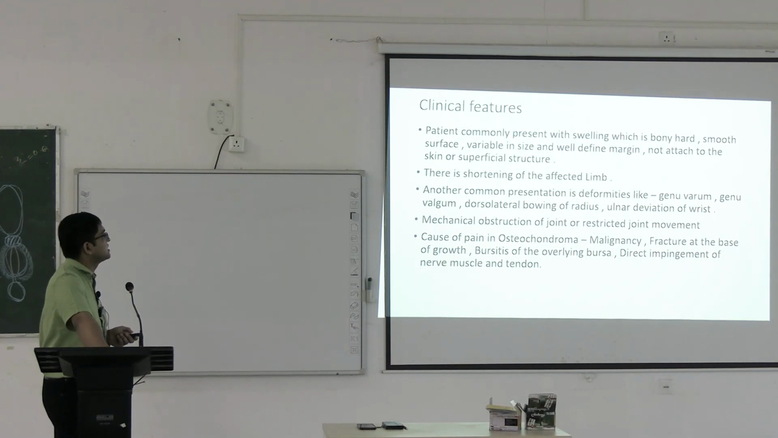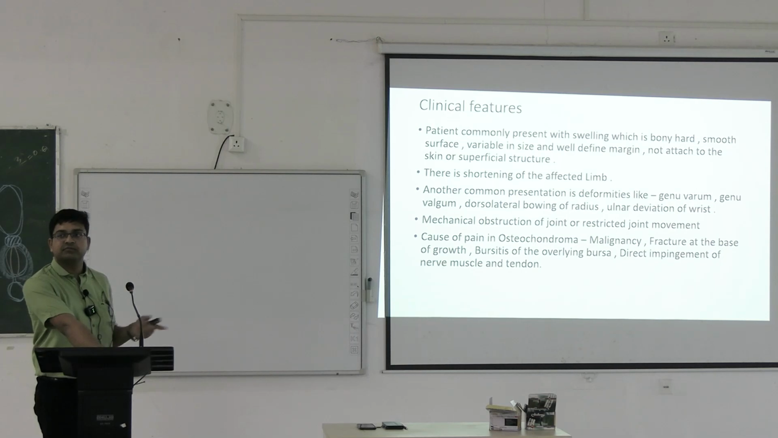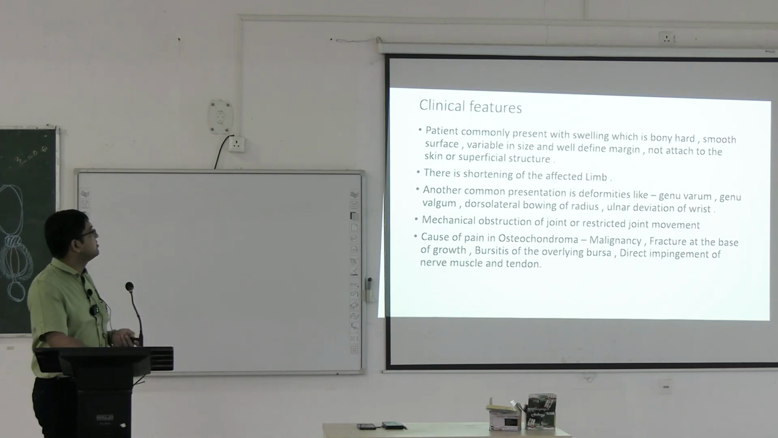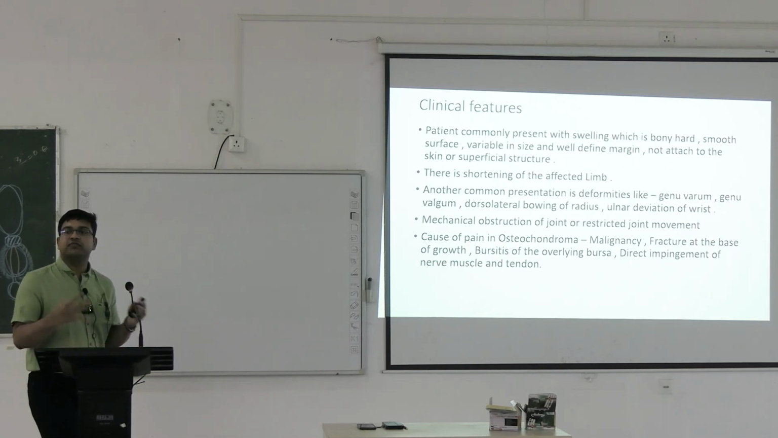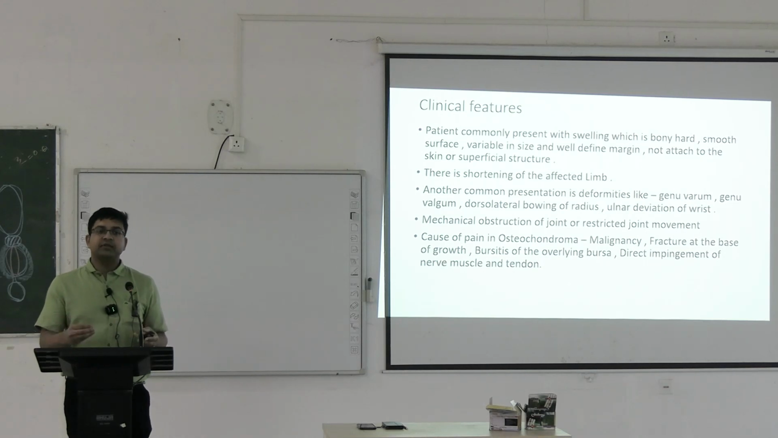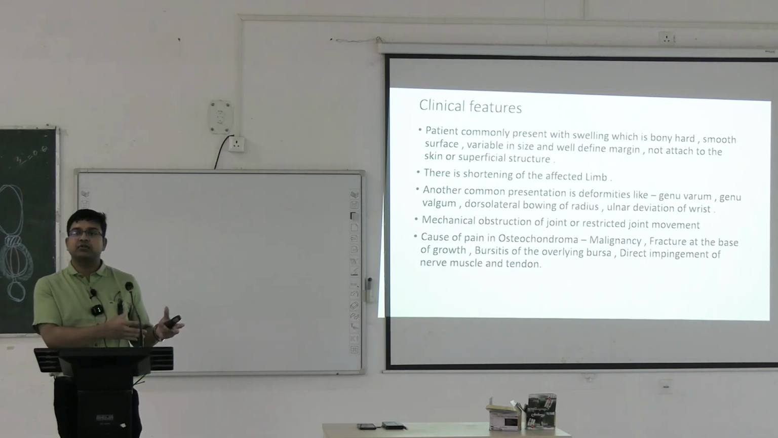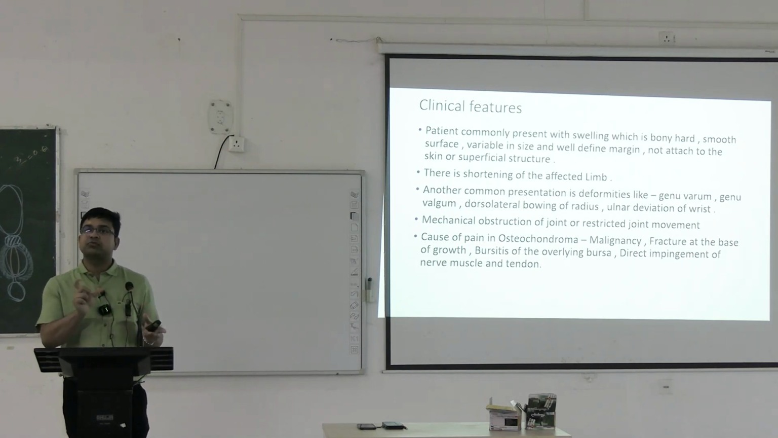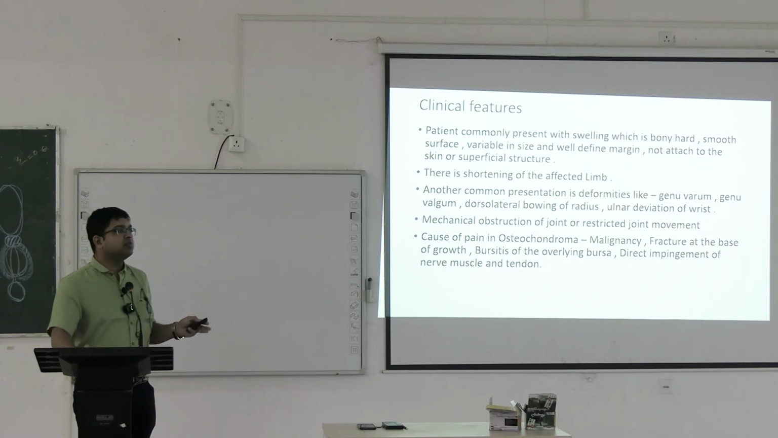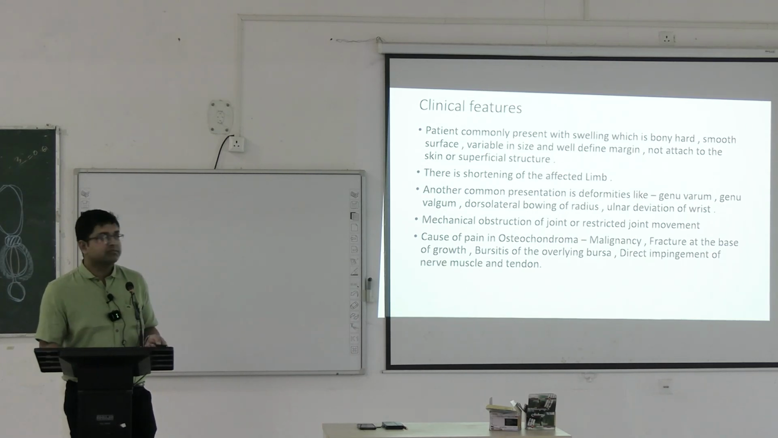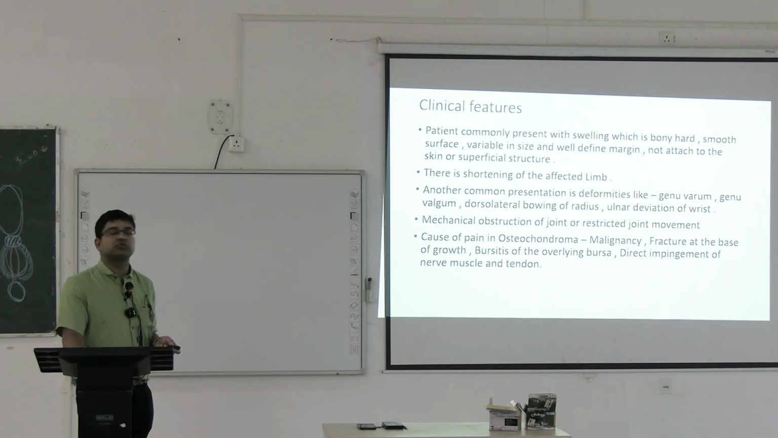There is shortening of the affected limb. Previously I discussed because the longitudinal growth is sacrificed for the lateral growth or the centrifugal growth. And another common presentation of this exostosis is the deformities. Why does deformity occur? Because exostosis arises from the growth plate. Like if the exostosis arises from the lateral corner of the distal femur growth plate or the medial corner of the proximal tibia growth plate, what will happen? There will be disbalance of growth between the two ends of the growth plate. So many times exostosis is responsible for deformity of the limb because of aberration of the growth in the different ends of the growth plate.